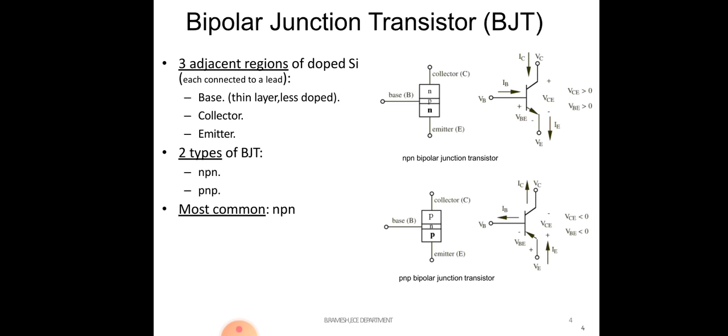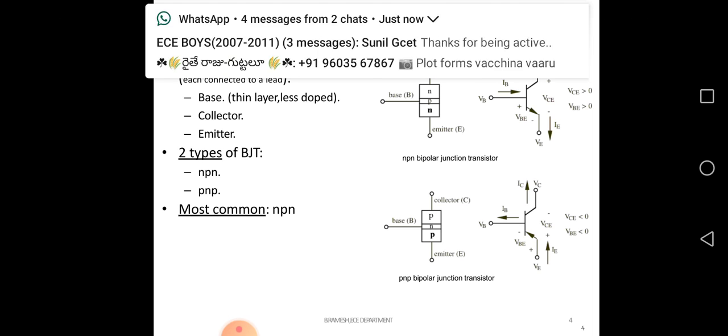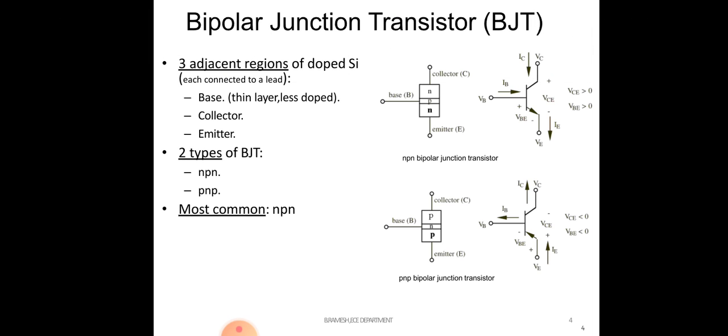Bipolar junction transistor classifications, two types. One is npn transistor, another one is pnp transistor. So here in these three regions, the base region is a lightly doped region, and the emitter region is a heavily doped region, and the collector has somewhat less doping compared to the emitter. Okay. So base, emitter and collector.